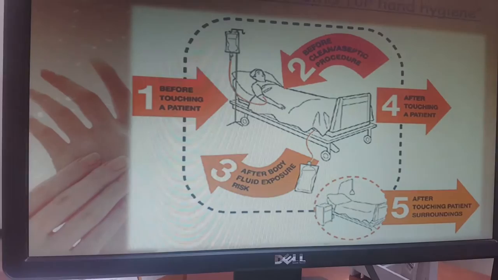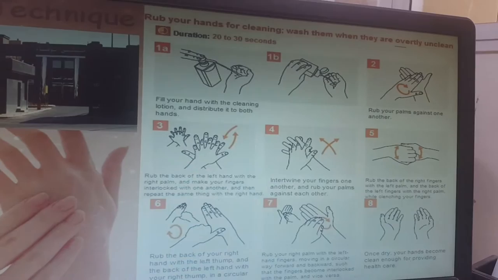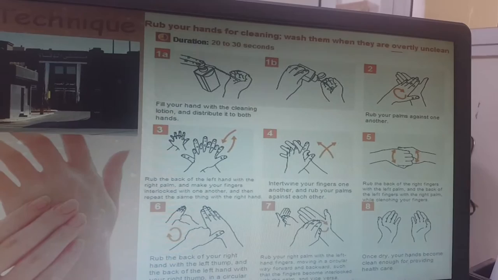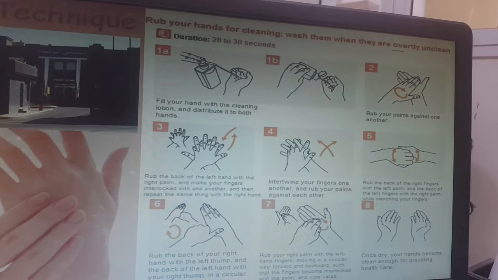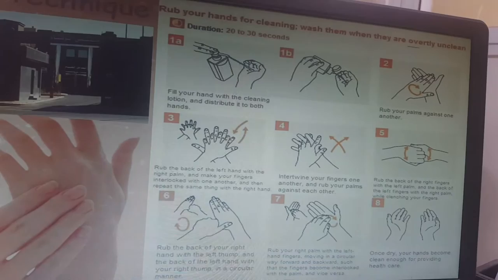Okay, this is the right sequence of the hand hygiene. First, you have to take the alcohol gel. Then you have to make a rub with your hands. Then back-to-back rub. You see the correct sequence. Number five, rub the back of the right fingers with the left palm. Number six, rub the back of your right hand with the left thumb. And number seven, rub your right palm with the left hand fingers, moving in a circular way forward. Then your hand will be clean.